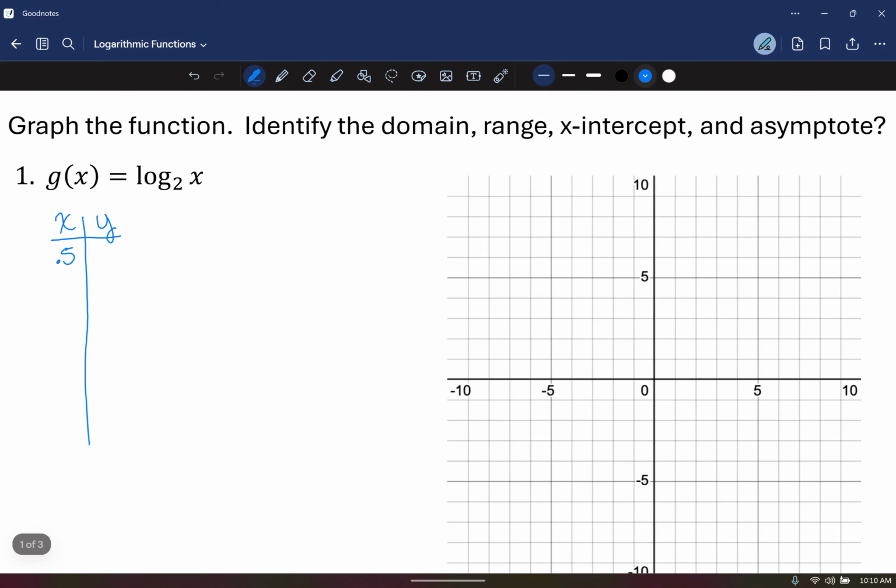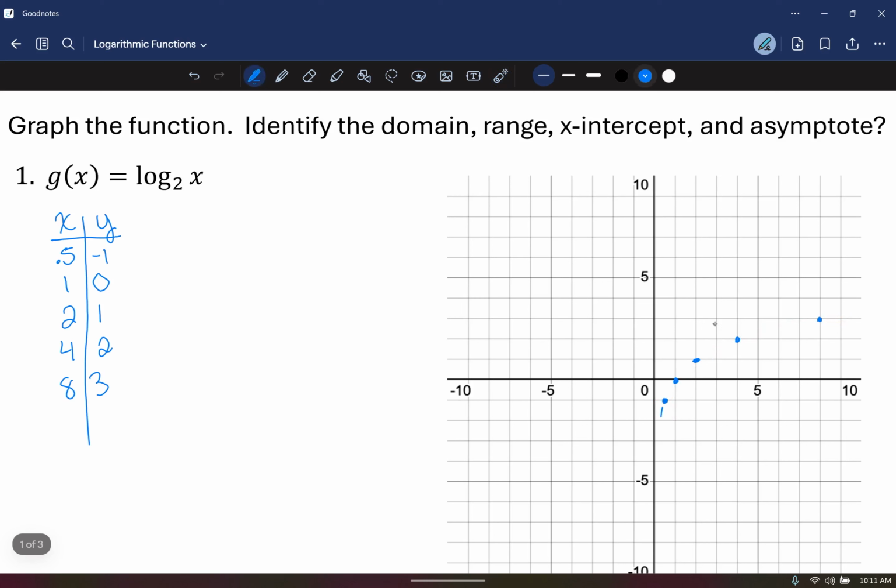So I have 0.5, -1, 1, 0, 2, 1, 4, 2, 8, 3. And I'm just going to graph those points. So half over, 1 down, 1, 0, 2, 1, 4, 2, and 8, 3. Now remember, you have an asymptote right here at 0. So when you graph this, it needs to come and get really close to that, but it doesn't cross or touch it at all.